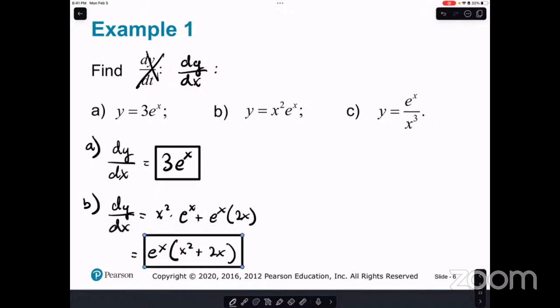Okay, so I think B was the product rule. Then C looks like it's the quotient rule. So take a moment to yourself to see if you can recall the quotient rule. And that's the one that to me sounds like a yodeler. The quotient rule is low d high minus high d low over low low.